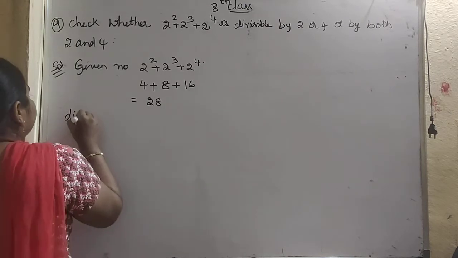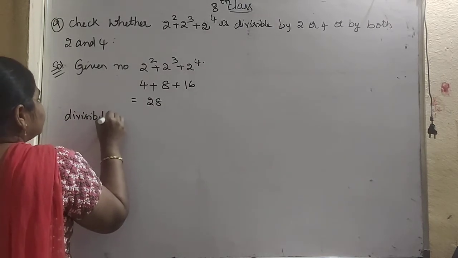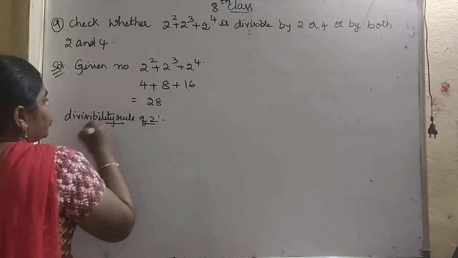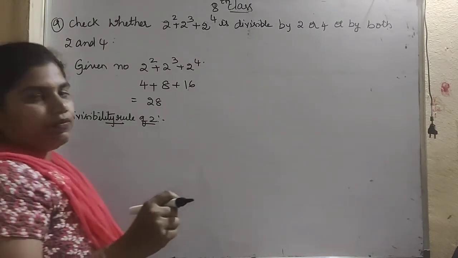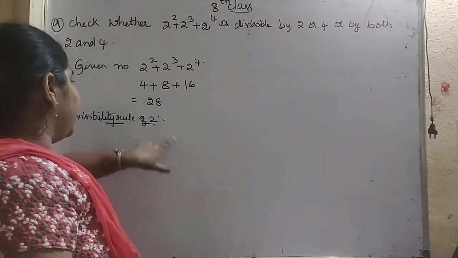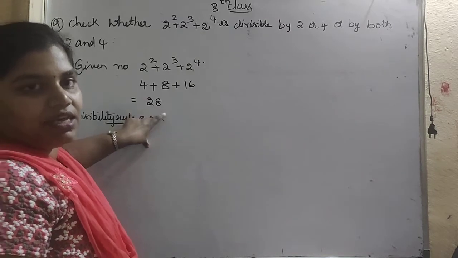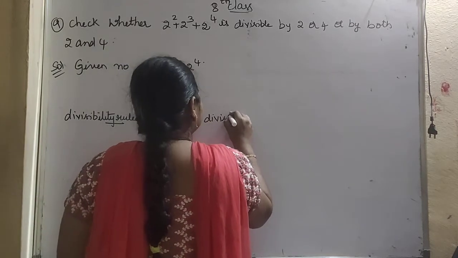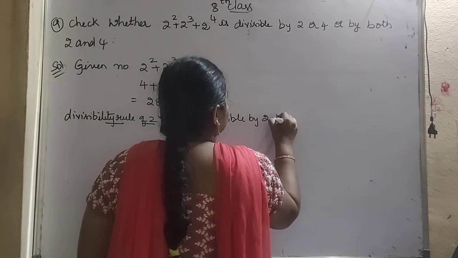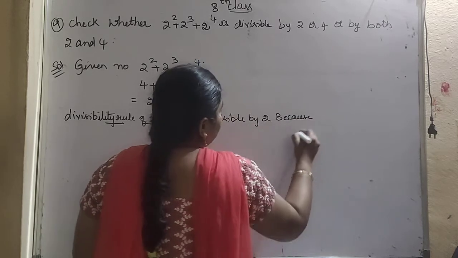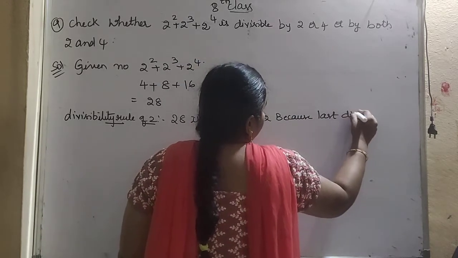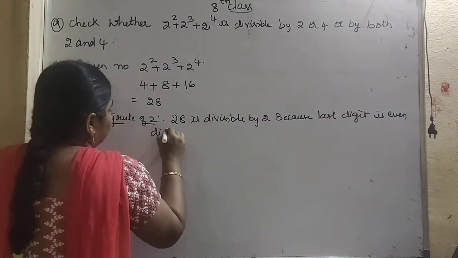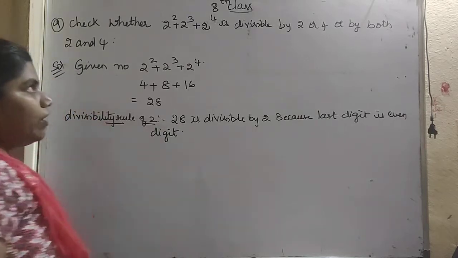So first I am checking the divisibility rule of 2. So what is the divisibility rule of 2? The last digit should be an even number. So if you take this 28, what is the last digit? 8. 8 is an even number, so it is divisible, because the last digit is an even digit.